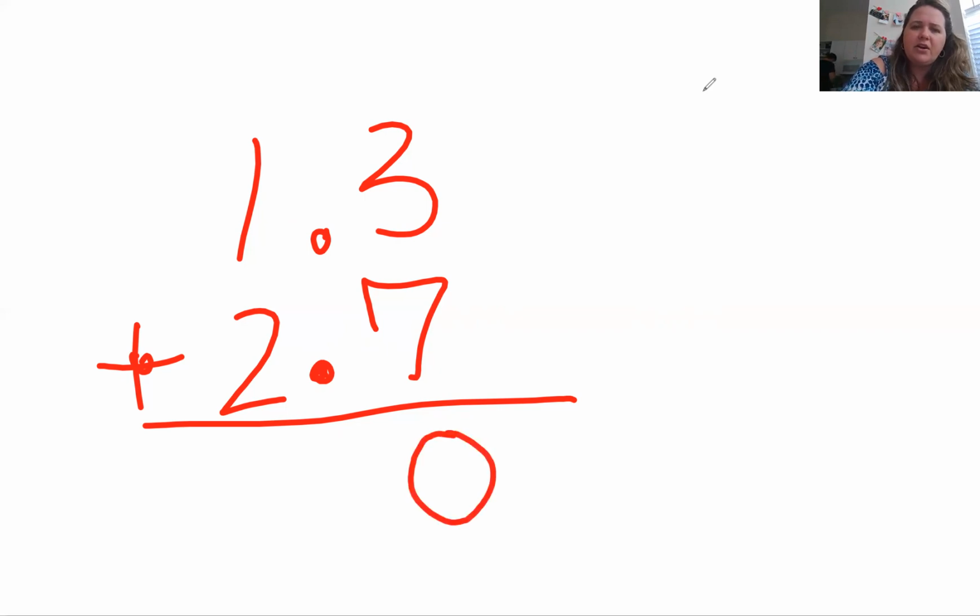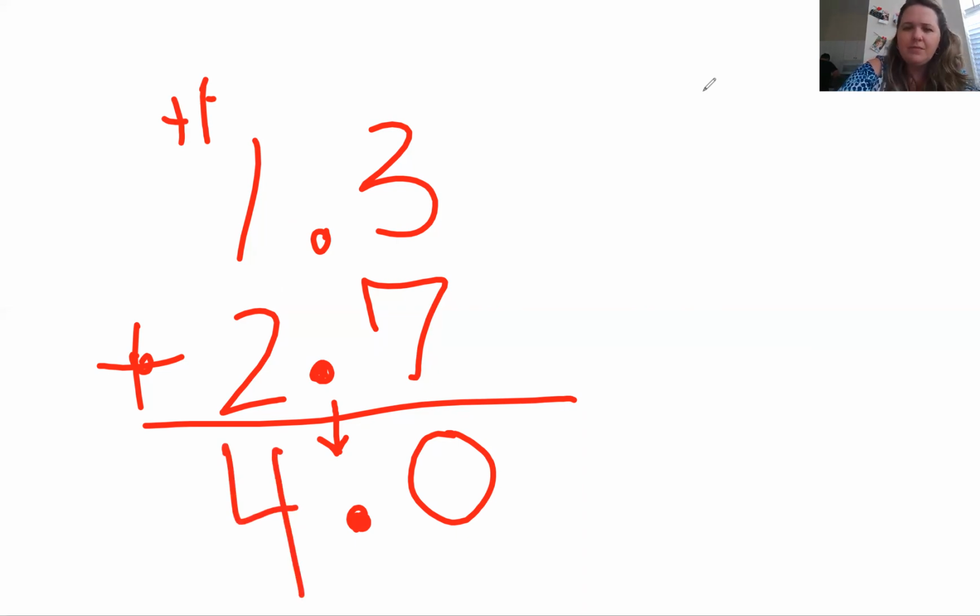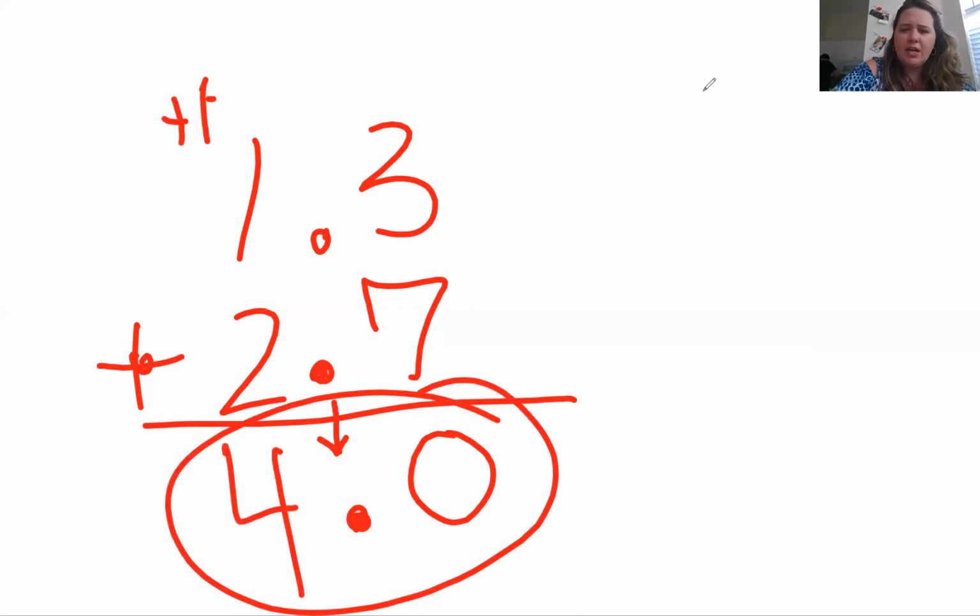I bring down the 0, carry over the 1. I drop my decimal point. I can't forget to drop it down here. And then I add up the ones. 1 plus 2 is 3, and 3 plus this extra 1 is 4. Bing, bing, bing. So my answer circled is 4.0.